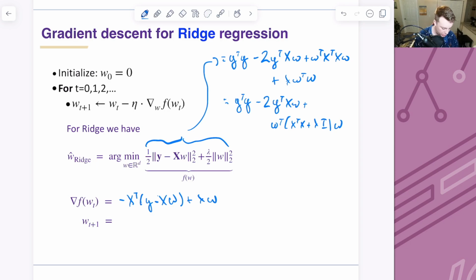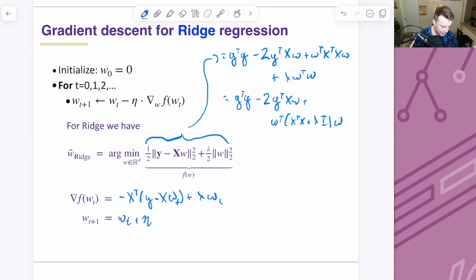Also, just to be clear, I should make sure that these are notated as w_t and not just plain w. So this is whatever our current set of coefficients is. So that's our gradient at that point. In which case our update step will be w_{t+1} equals w_t minus eta times this. So this will be w_t minus, and note the first term is a negative, so that's going to end up being a plus eta times X transpose (y minus Xw_t). And then this is going to be minus eta lambda w_t.